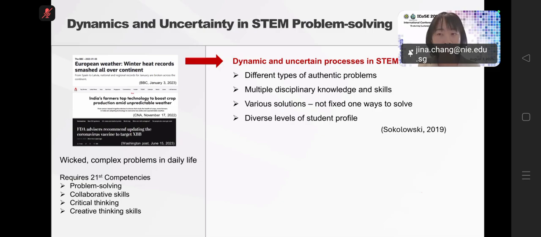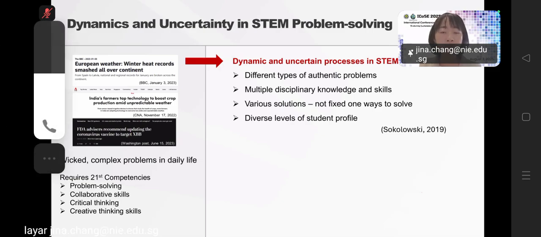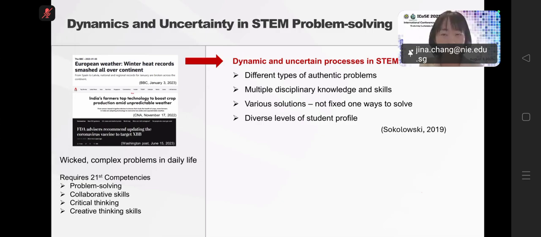Dynamics or uncertain processes in STEM processes. So, teachers face types of authentic problems in STEM lessons, and each problem requires diverse interdisciplinary knowledge and skills. So teachers also need to support multiple solution paths because each group of students has their own solution.